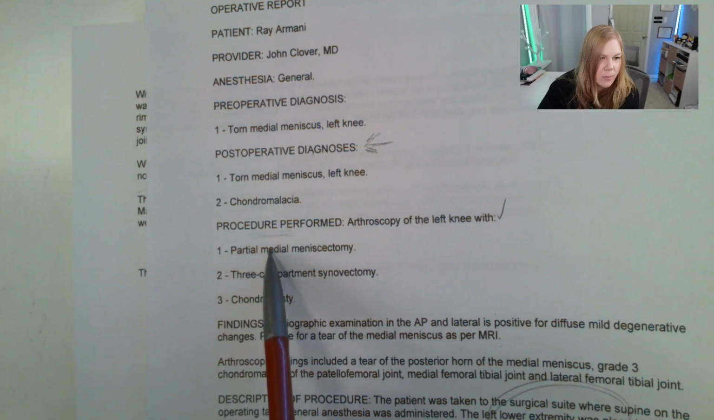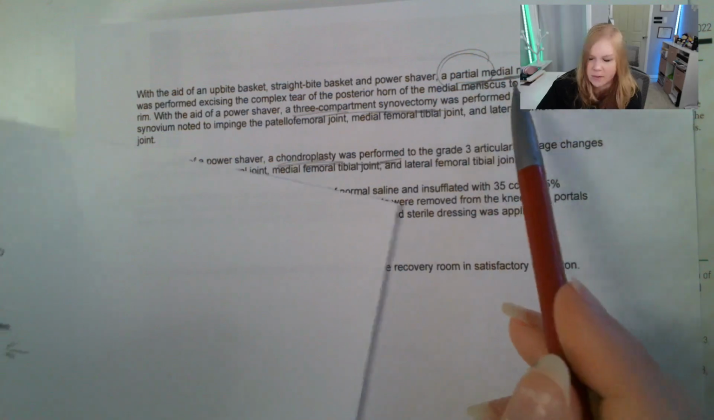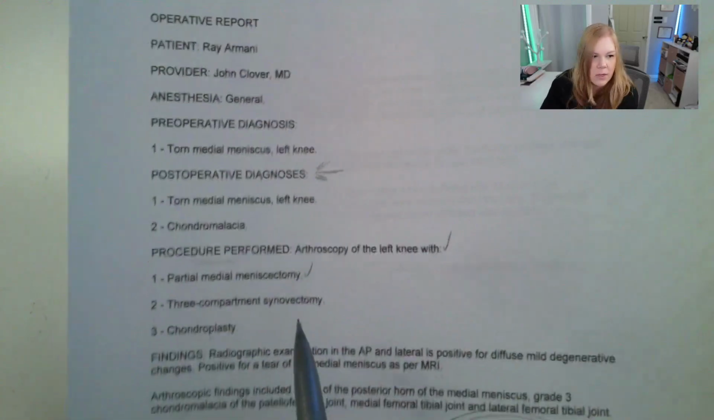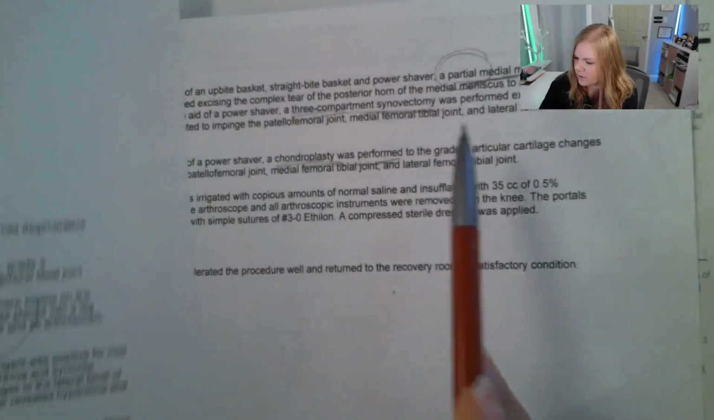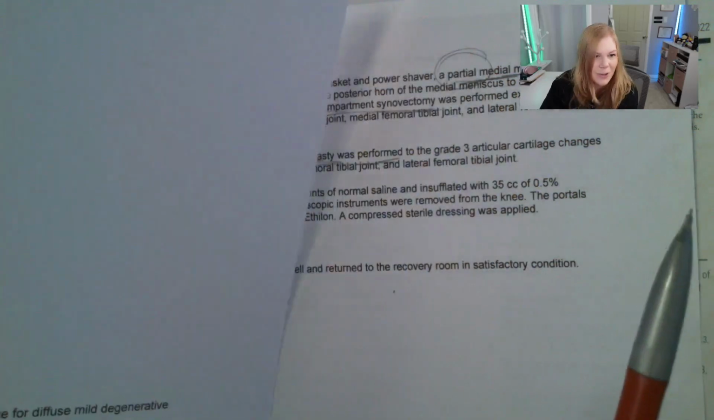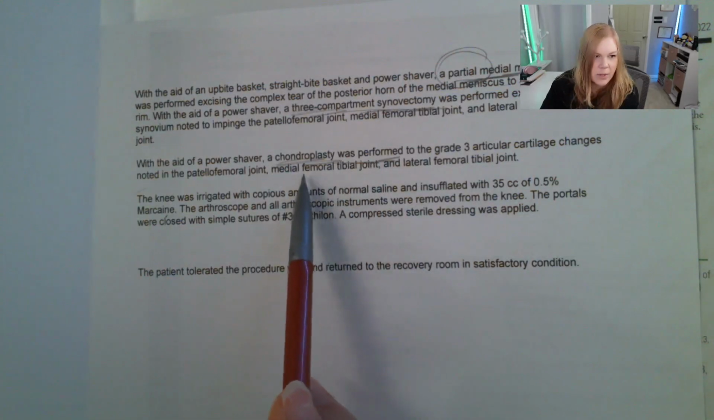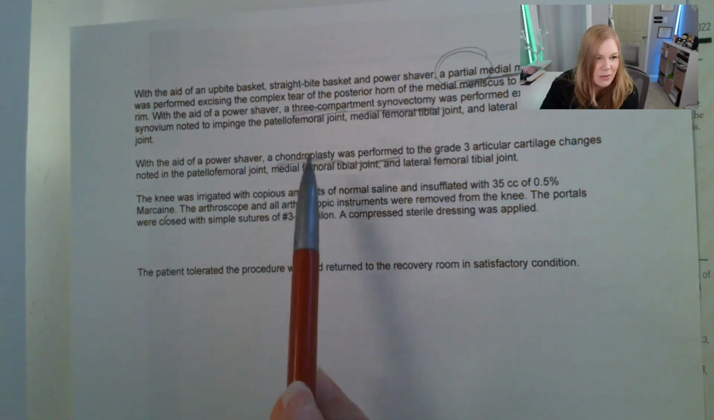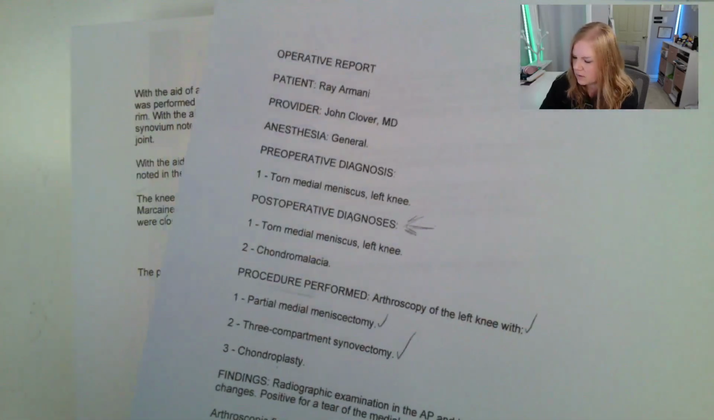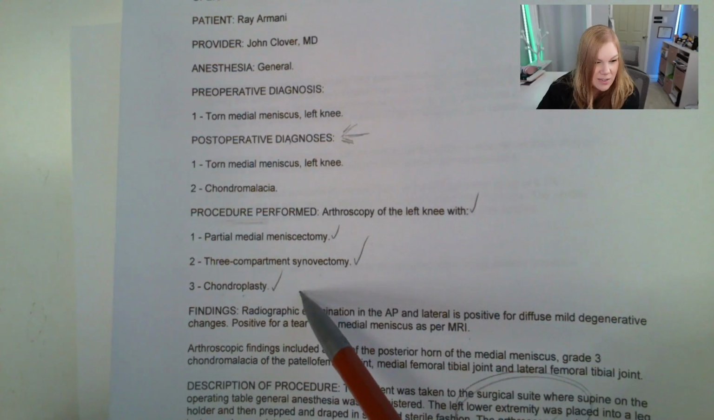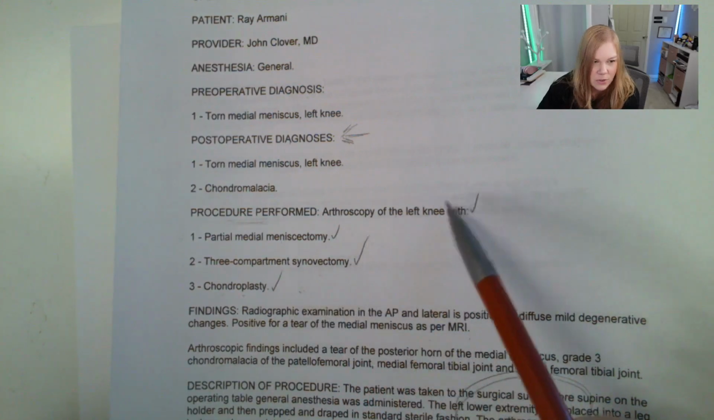And then we have the partial medial meniscectomy, and they have the description of the procedure there, so we're going to code for that one. The 3-compartment synovectomy, we saw that one in here, we underlined that. And then finally we have the chondroplasty, and here's our chondroplasty. I didn't notice anything else that looked like a procedure that wasn't on this list. So we're going to code for these 4 procedures. Again, I have a hunch that some of these are going to bundle into each other.